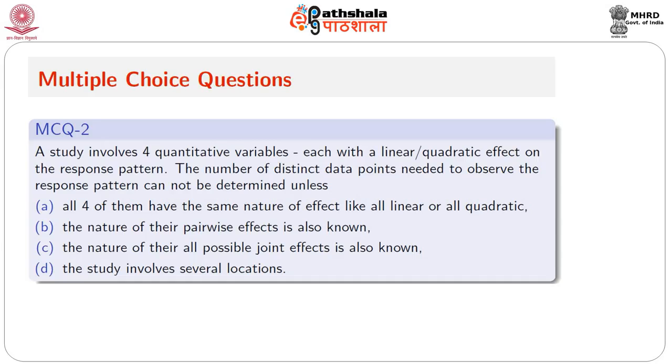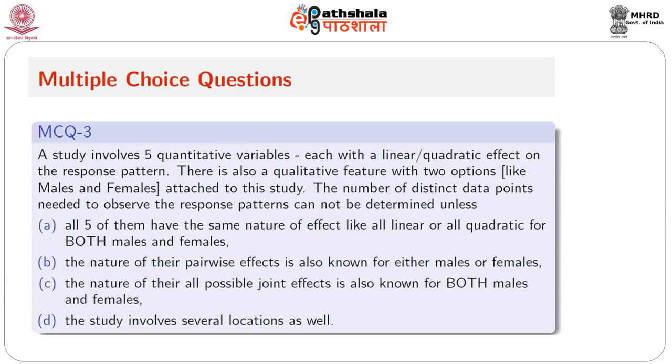The nature of their all possible joint effects, they are talking about whether it is terms like x1 x2 x3. The more we know about the nature of their joint effect, we can do justice to the number of distinct data points that are needed. But the study does not have to be carried out in several locations. No, that's not needed. So it looks like the best answer here is C. The nature of their all possible joint effects is also known.